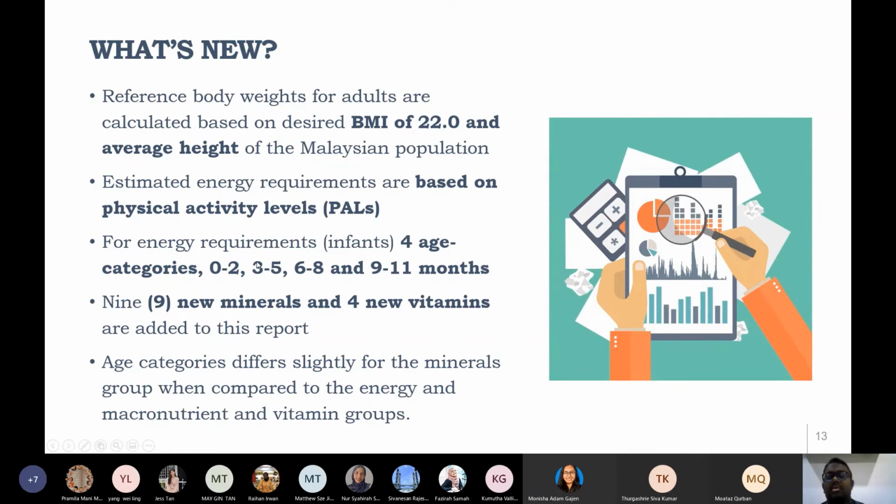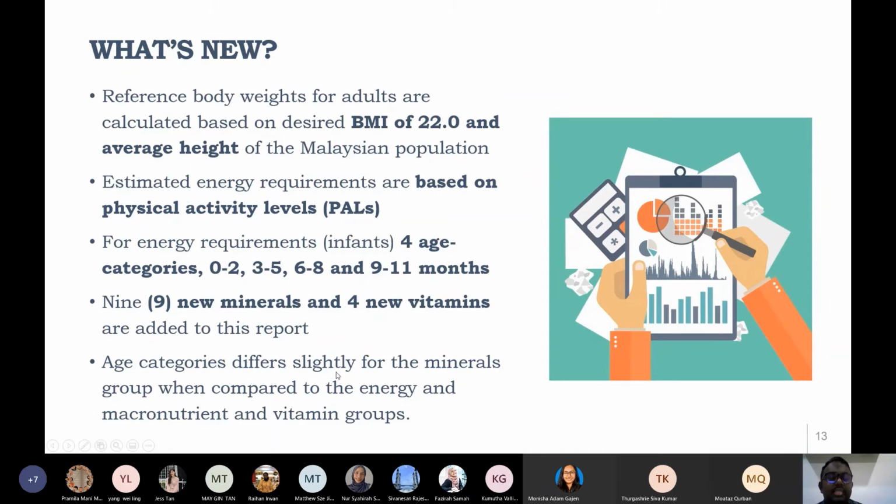And for the energy requirement of infants, there are 4 age categories: 0 to 2, 3 to 5, 6 to 8, and 9 to 11 months. So this was not there before. Before this, it was lumped together as infants. And there are 9 new minerals and 4 new vitamins added in this report. I'd like to explore what the new minerals and vitamins are later on.